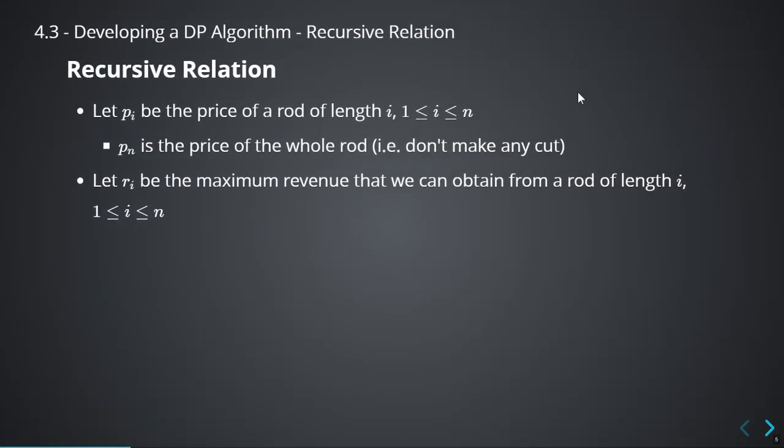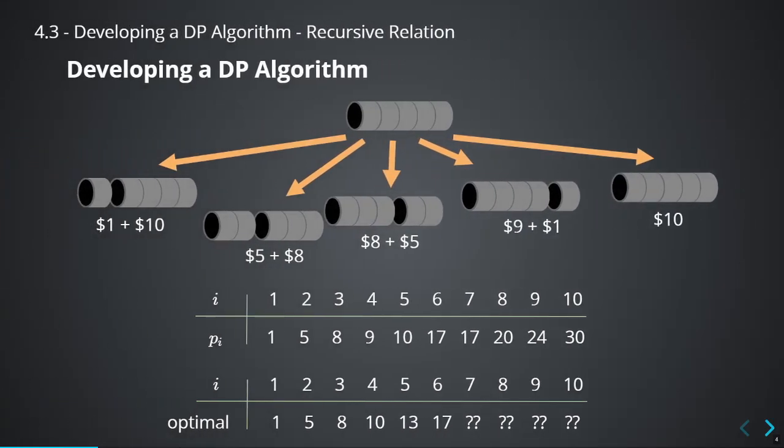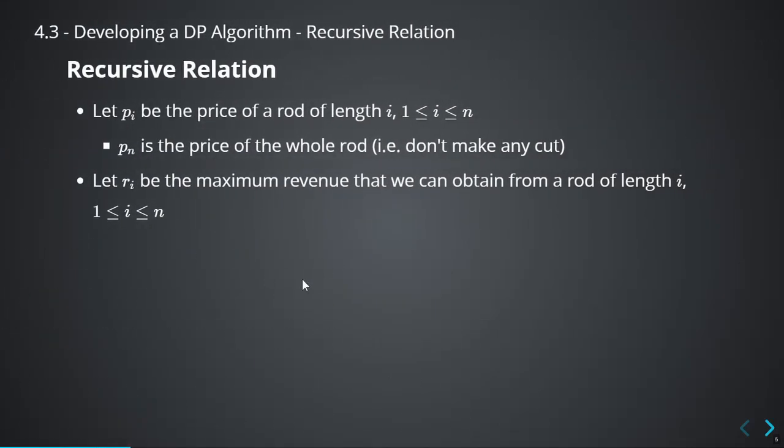Okay, so now let's define this. Let's use some notation to define the variables that we have. I'm going to say that Pi is the price of the rod of length i. Well, that's exactly what we have here. And this optimal value, I'm going to call that Ri. So that's the maximum revenue that you can get if you have a rod of length i. Again, i is between 1 and n.